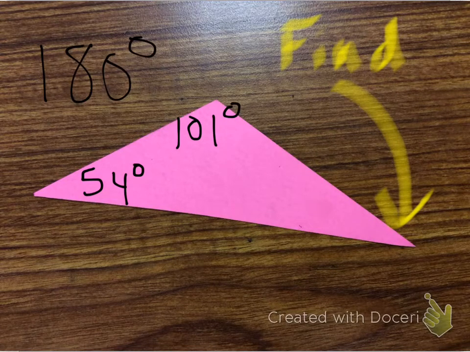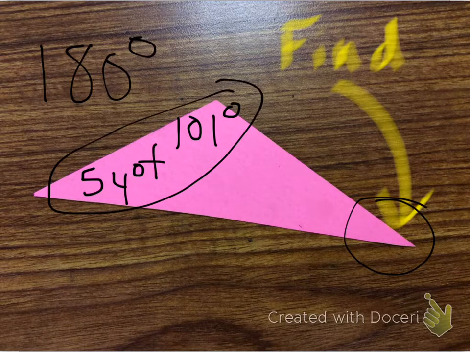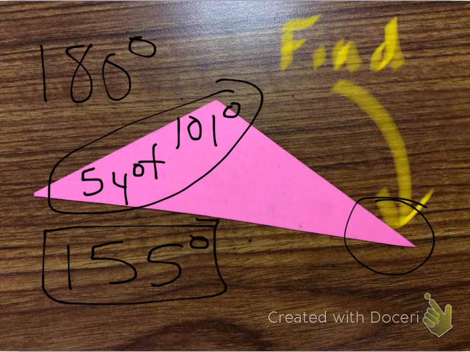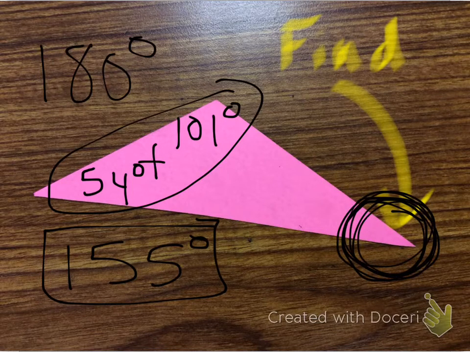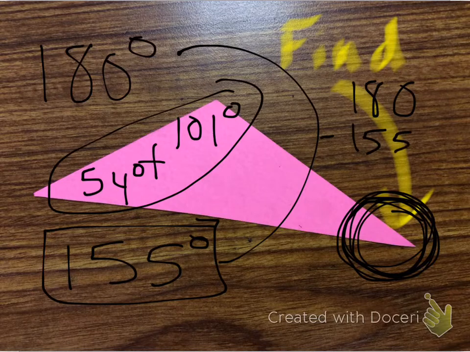So in order to find the missing angle, we need to add our two angles that we know, 54 plus 101, and we get 155 degrees. Well, I'm not at 180 yet, so this last angle here has to get to where I am at 180. So how do I get there? I take 180 and I subtract 155. When I subtract 155 from 180, I get 25. So this last angle here is 25 degrees.